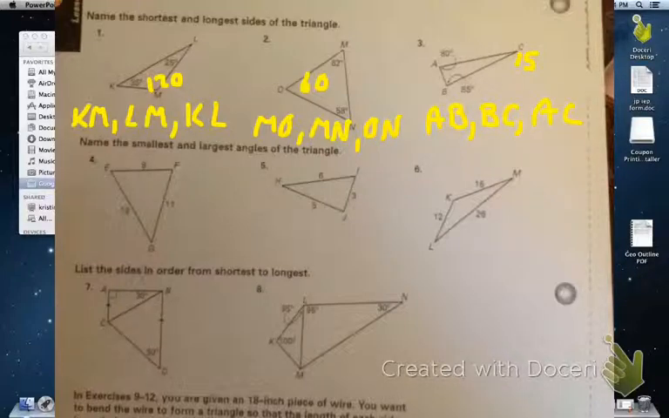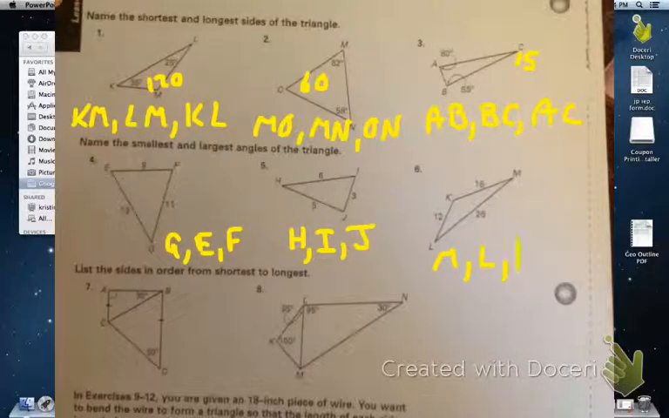In number 4, the smallest angle is G, followed by E, and the largest is F. For number 5, H is the smallest, followed by I, and the largest is J. For number 6, M is the smallest, followed by L, and K is the largest. Number 7, you need to find each of the missing angles.